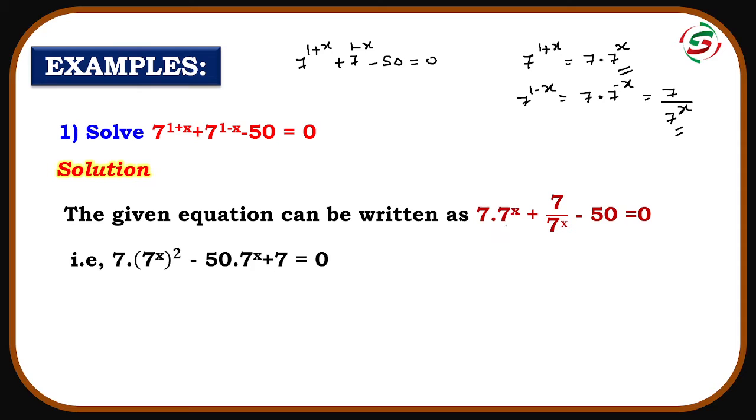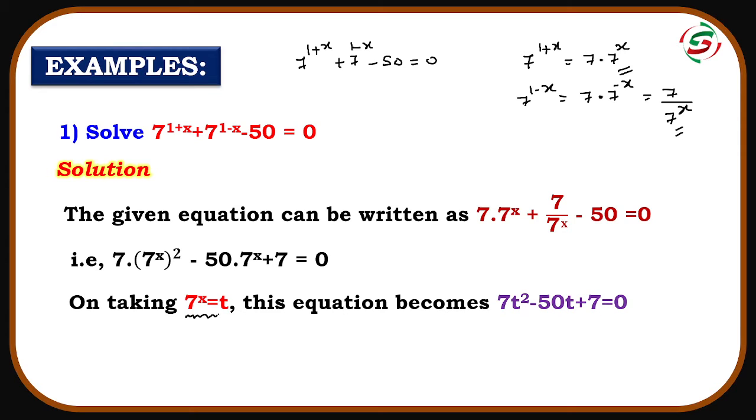7 to the power of x into 7 to the power of x will be 7 to the power of x whole square, minus 50 into 7 to the power of x, plus 7 equal to 0. Now taking 7 to the power of x as t, the equation becomes 7t square minus 50t plus 7 equal to 0.